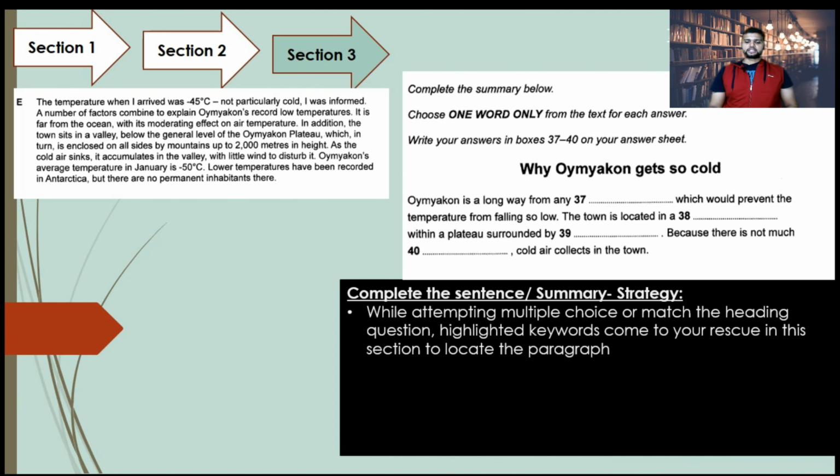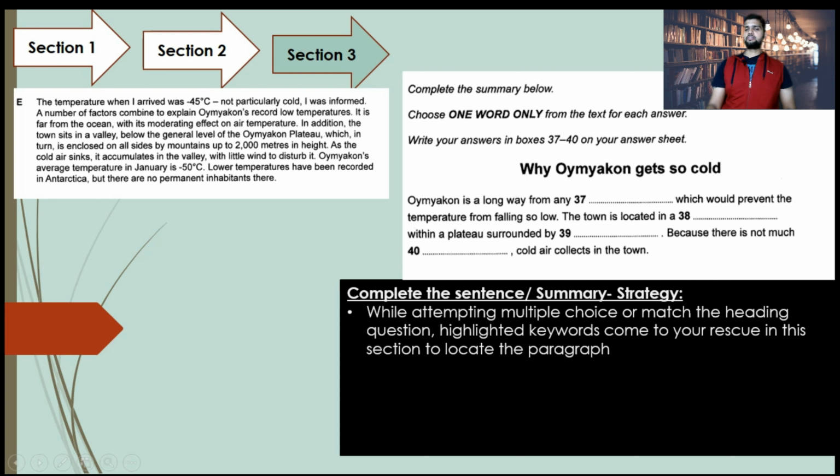Now the strategy for this is that, as I mentioned before, in section 3 there will always be 2 sets of questions. One is multiple choice, and the other is match the headings. So when you are going through that, you need to go through each and every paragraph, highlighting the major important contents of that paragraph. With that, it will be very useful for you to attempt the summary. Attempting the multiple choice or match the heading questions first, the highlighted keywords come to your rescue in this section to locate the paragraph.